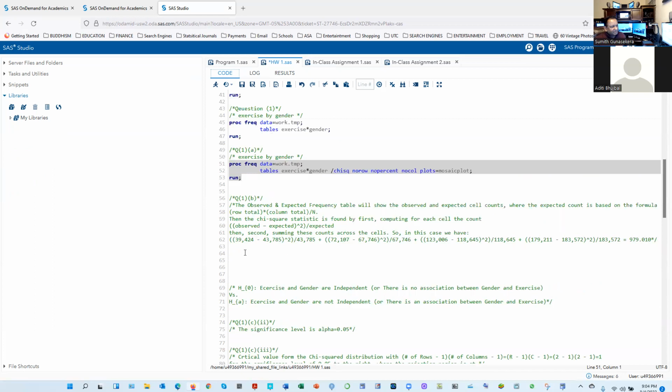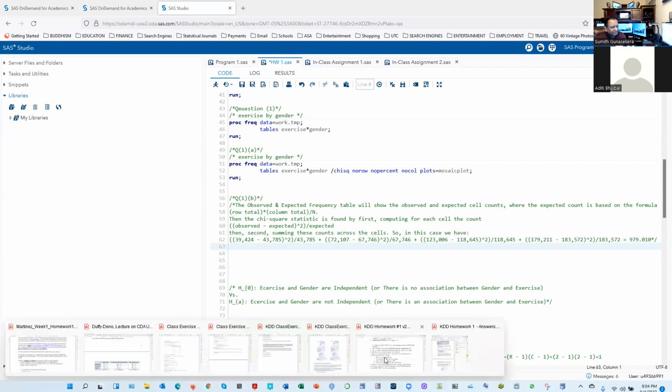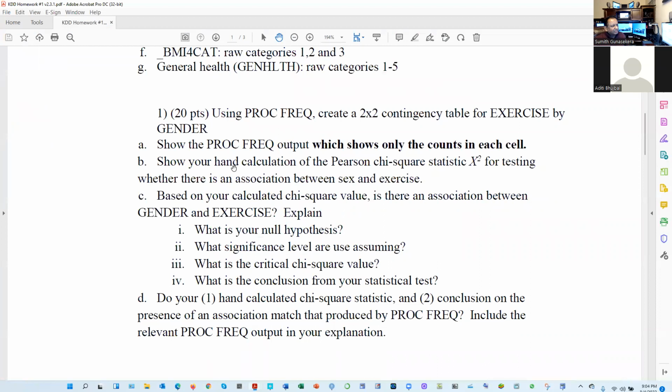This one, 1b. One page calculation. Okay, see, based on your calculated chi-squares, you show your hand calculation for that B. C. Under C, see, what's your hypothesis? See, 1, 2, 3, 4. What's the significance level?